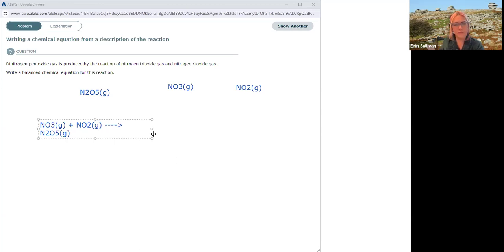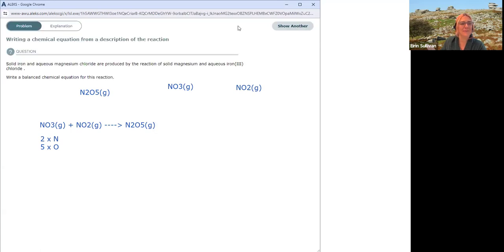So is this balanced? Well, that would be anticlimactic. We've got 2 nitrogens and 5 oxygens on the left-hand side, and that matches the right-hand side. So you don't even have to balance that one. Wow, you got let off easy. Let's do another one.